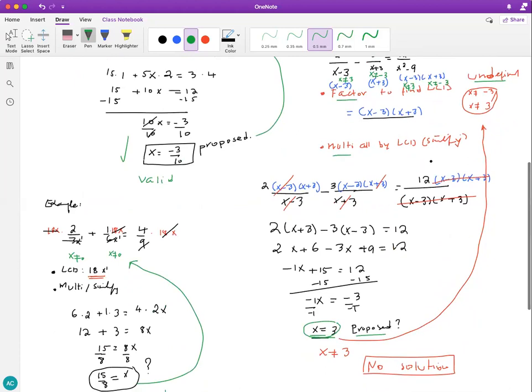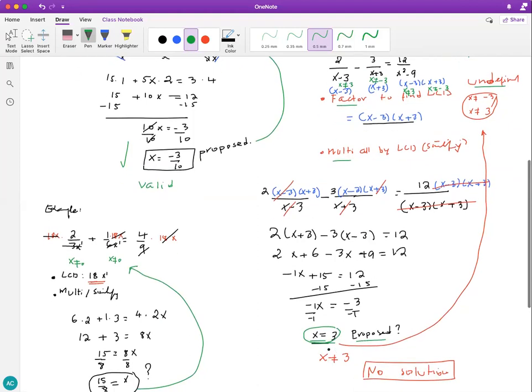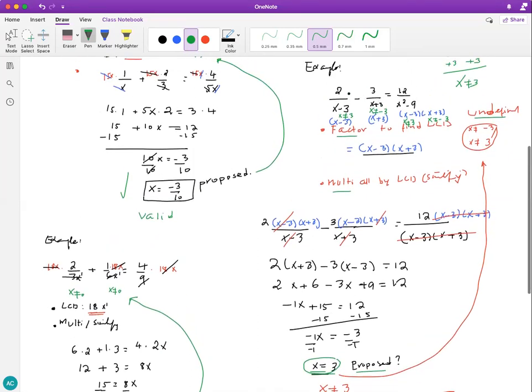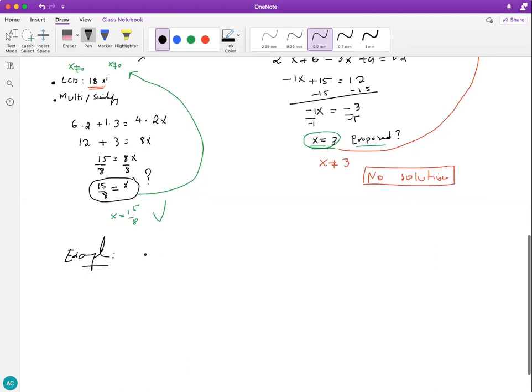Let's see if we can do another one like that. Okay, so this one was not a valid solution. Let's look at another one like this with trinomials and binomials. Make it a little more complex this time. Another example. So we're going to take, let's throw in some trinomials in the mix.